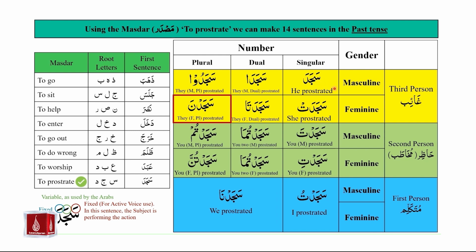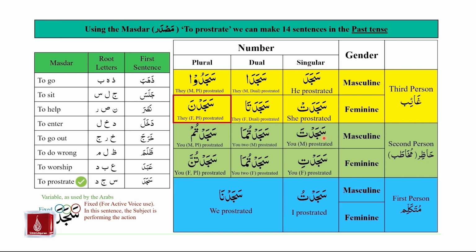Sajada, he prostrated. Sajada has the root letters sin, jim and dal. Sajada, they prostrated, referring to dual and masculine. Sajadu, they prostrated for masculine and plural. Sajadat, she prostrated. Sajadata, they dual prostrated. Sajadna, they plural and feminine prostrated.